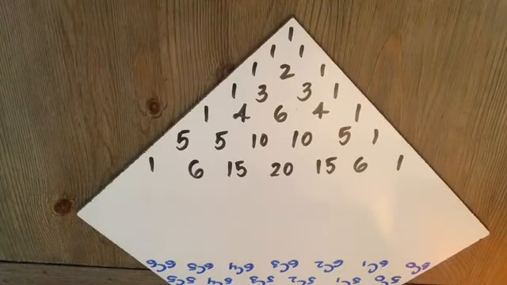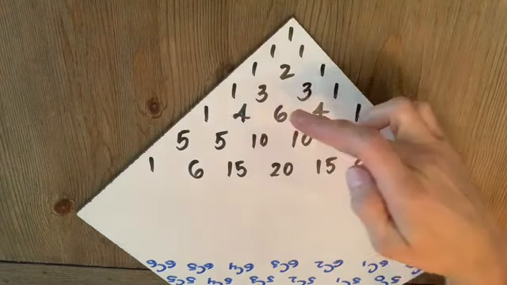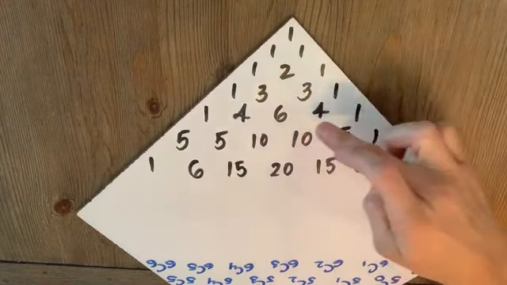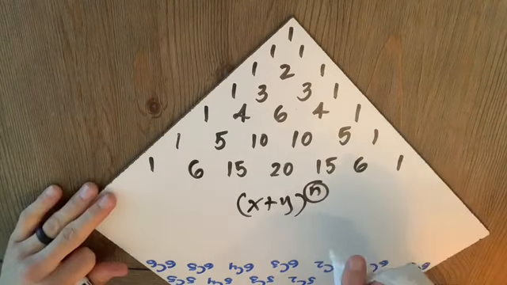Here is Pascal's triangle. 1, 1, 1, 1, 2, 1, 1, 3, 3, 1, 1, 4, 6, 4, 1. Sorry, this should be 1, 5, 10, 10, 5, 1. 1, 6, 15, 20, 15, 6, 1. Those are for n equals 0 through n equals 6. And when I say n, I'm talking about x plus y, or first term plus second term, to the n. That's the n I'm talking about.